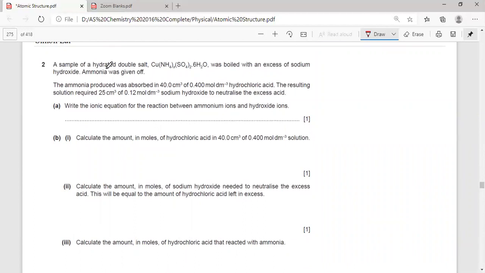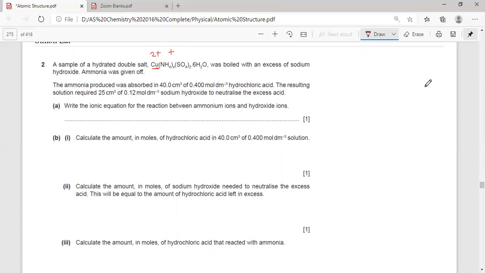A sample of hydrated double salt. Some of you don't know what a double salt is. Double salt means they have more than 1 cation or more than 1 anion. So it's copper 2 plus and ammonium. Yeah, there are 2 cations inside here. Don't worry, there are lots of things you don't know. There are multiple kinds of salts in the world.